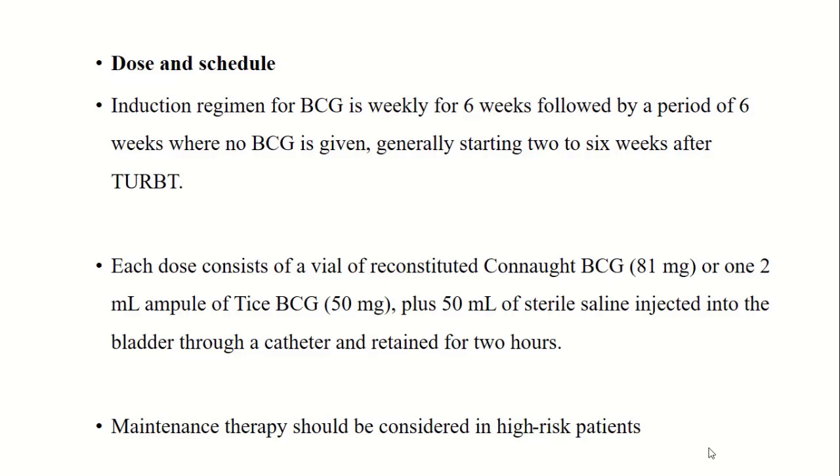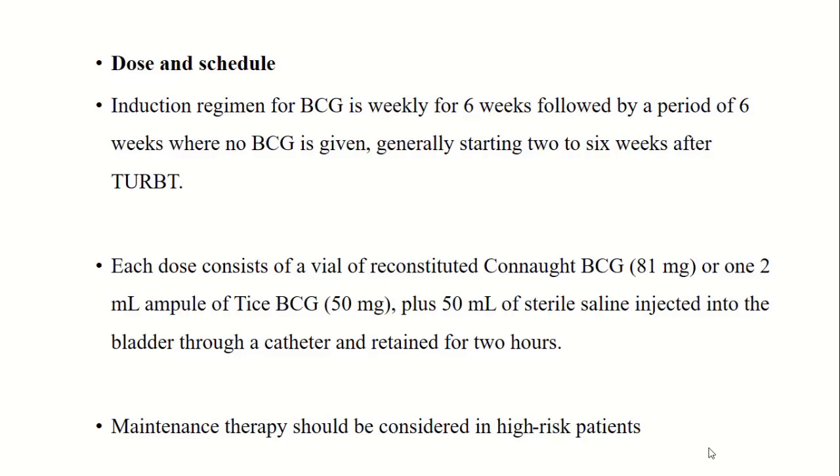Each dose consists of a vial of reconstituted Connaught BCG, which is about 80 to 81 milligrams, or a 2 ml ampule of Tice BCG, which is 50 milligrams, plus 50 ml of sterile saline injected into the bladder through a catheter and retained for 2 hours. How do we give it to the patient? We will counsel the patient that he should have a decreased fluid intake prior to the instillation, so that he has less urine in the bladder.